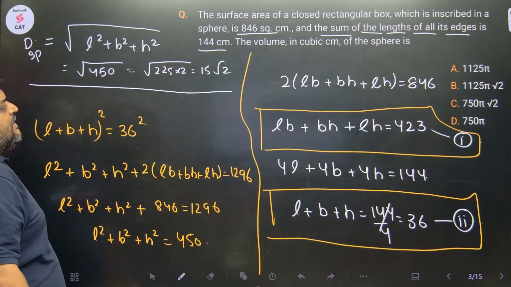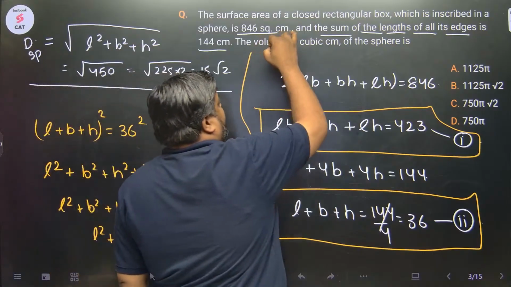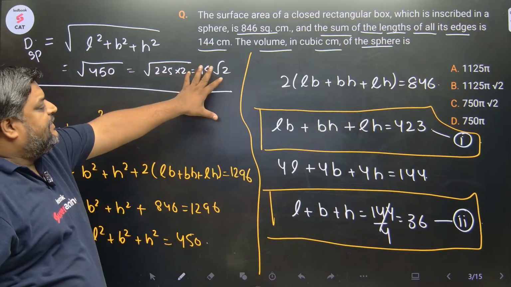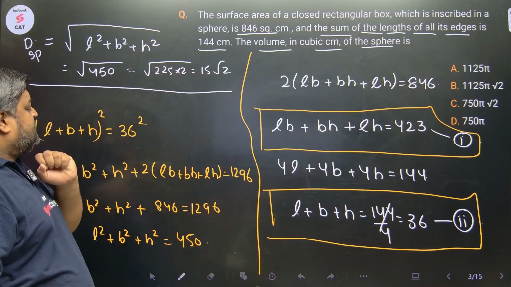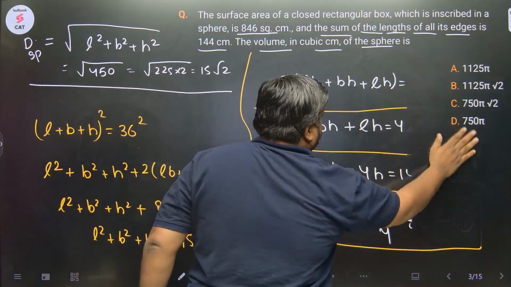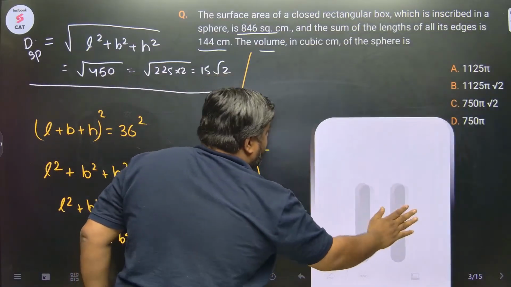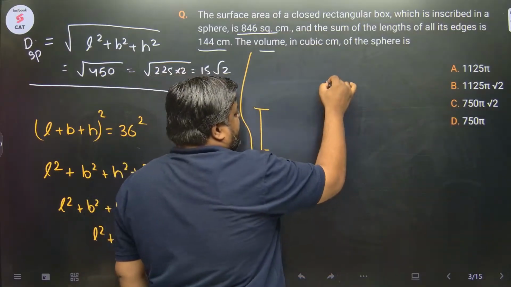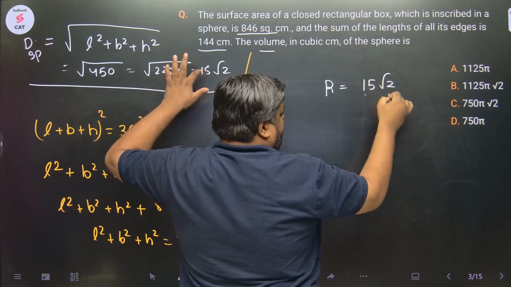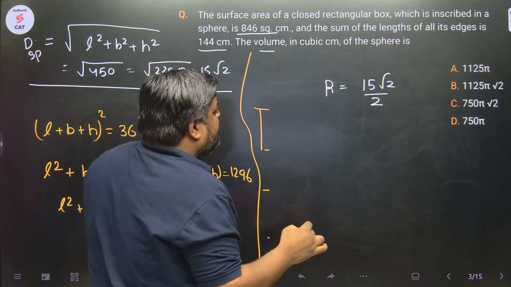Diameter. What do you need to find? Volume of the sphere. For volume you need radius. What would be radius? 15 root 2 by 2. Yes or no? Yes, sir. So I'm taking this out, I need some space. Now, what is radius of the sphere? Radius of the sphere is 15 root 2 by 2. We halved it.